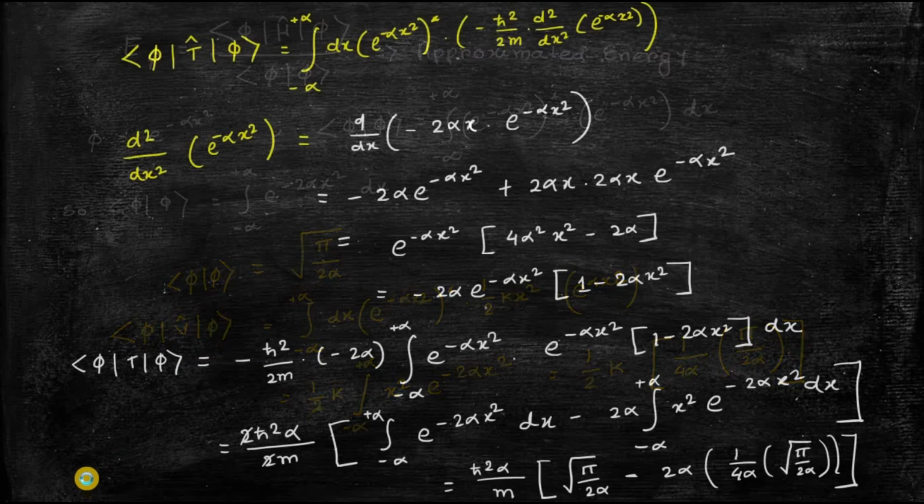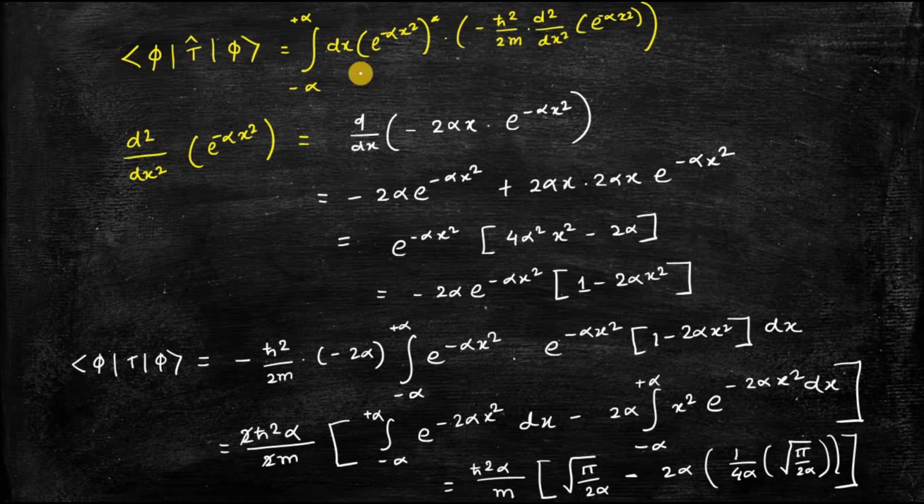Now come to the kinetic energy part. The kinetic energy operator is minus h cross square by 2m into the second derivative with respect to x, operating on e to the power minus alpha x square. You can solve this: if you do the second derivative with respect to x for this function, finally you will obtain this.